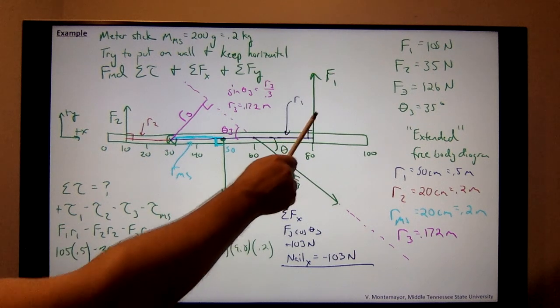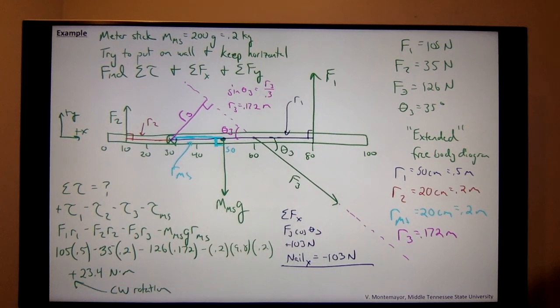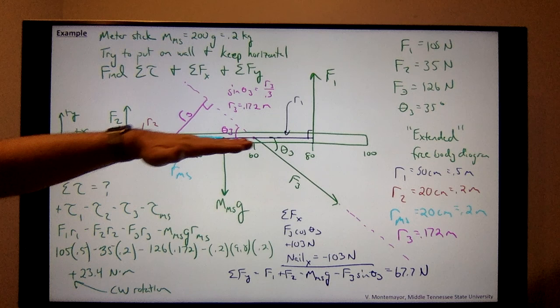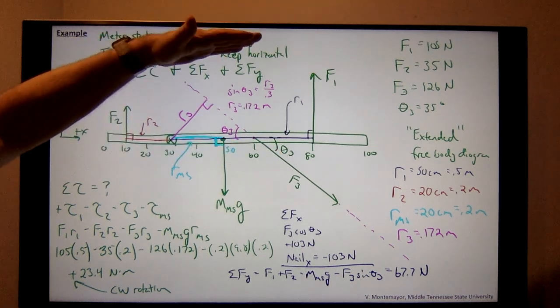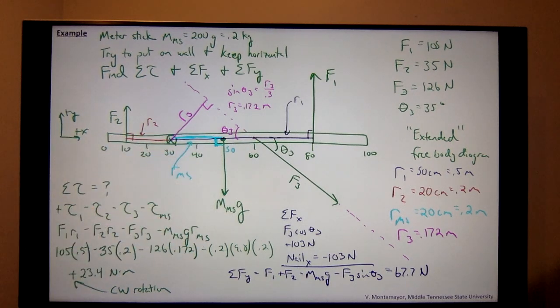In the y direction, I've got this force up, this force up, this force down, a component of this force down. So in the y direction, we can say we have F1 plus F2 minus mass of the meter stick g minus F3 sine theta 3. And if you plug all those numbers in, you get 67.7 newtons. That's the net force up, but it's not moving up, so there must be a force from the nail that's equal and in the opposite direction that's holding it down. So we could say that the nail force in the y direction must be negative 67.7 newtons.